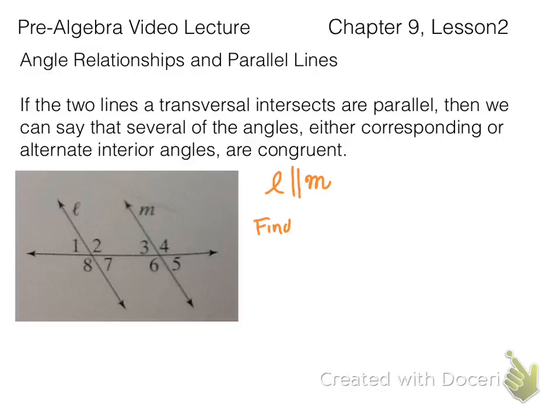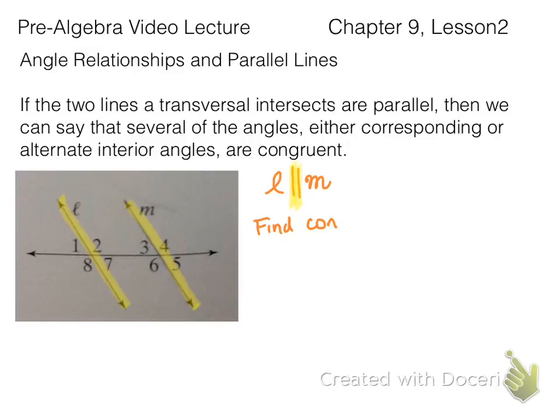All right, last slide. If the two lines a transversal intersects are parallel, then we get a very special situation going on here. We can say that several of the angles, either corresponding or alternate interior angles, are congruent. So that relies on the fact that L and M are parallel. In the last example, L and M were not parallel, but in this one they are telling us they are. And they'll tell us by writing it like this: L is parallel to M, and if you remember the vocabulary from the last video, these two parallel bars are a symbol that tells us that line L and line M are parallel.